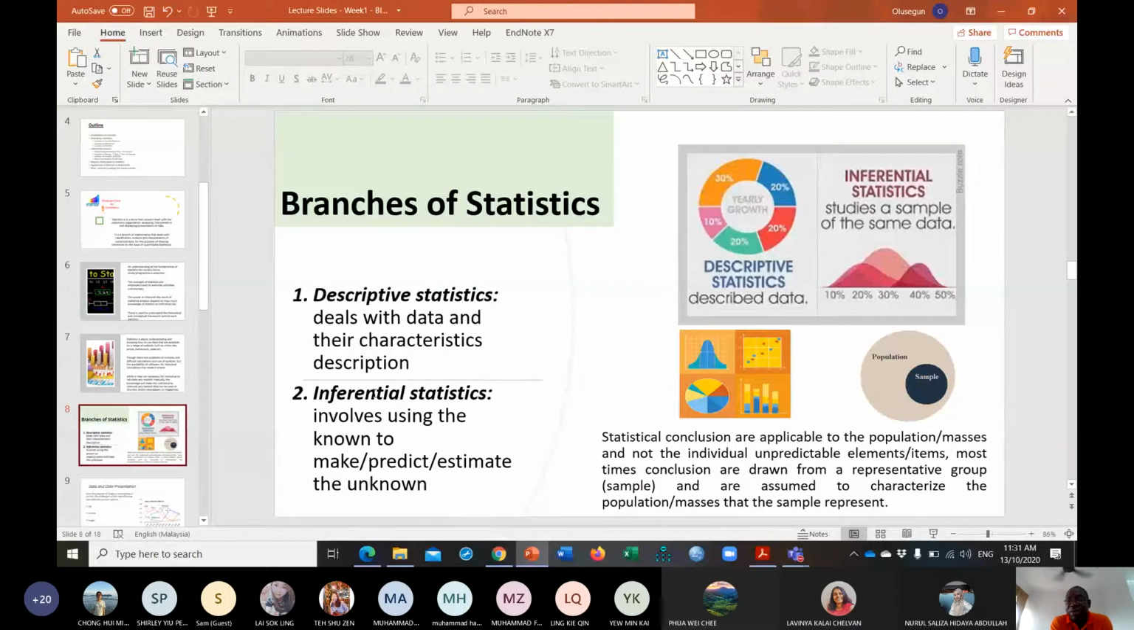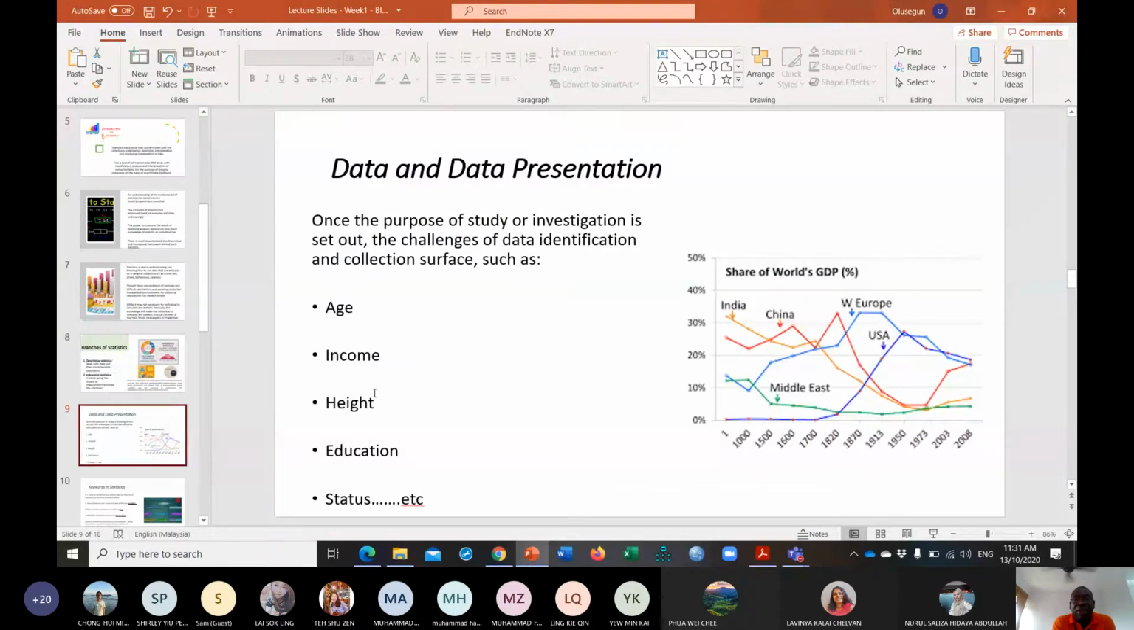What this means is that this sample will be able to give me an idea of what the entire population looks like, from gathering this information from the whole population of students. Then we go to data and representation.